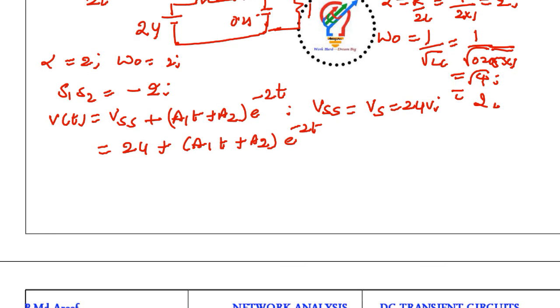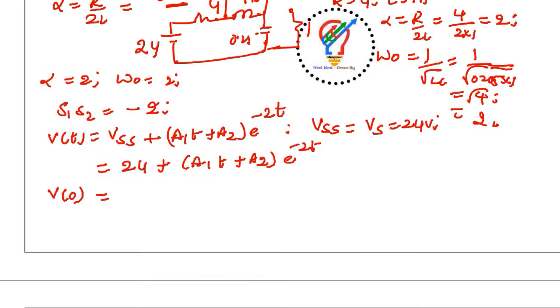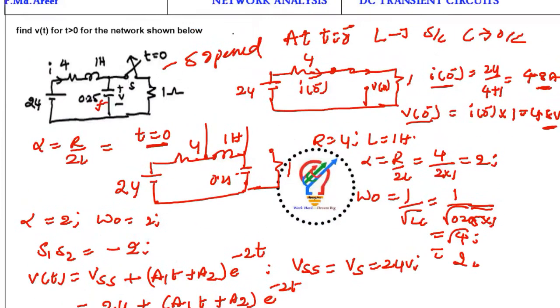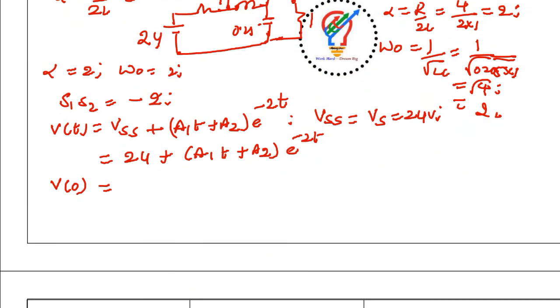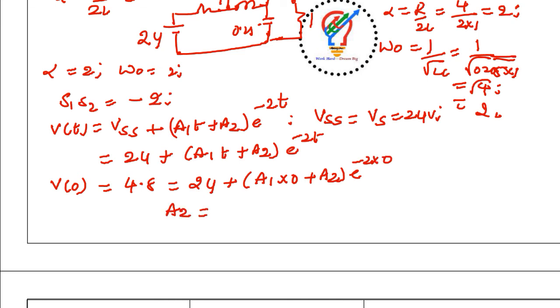First let me take v of 0. v of 0 is nothing but the voltage it is storing, which we got as 4.8. So 4.8 is equal to, substituting t is equal to 0 in this equation, 24 plus a1 into 0 plus a2 into e power minus 2 into 0. From this we can get a2 as minus 19.2. It is a constant, it has no units.